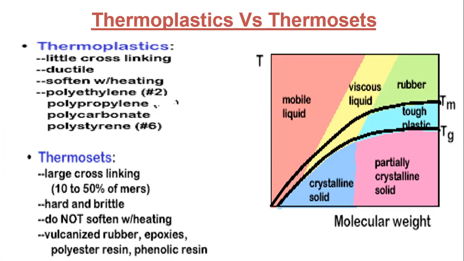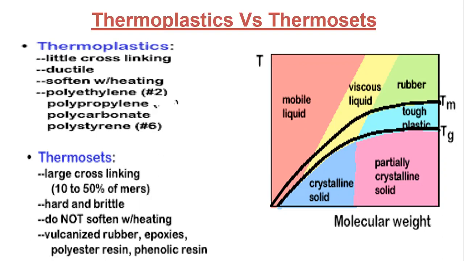First of all, what are thermoplastics? It has a little cross-linking structure. The property is ductile in nature and it is softened on heating. So when it is heated, it softens. The examples are polyethylene, polypropylene, polycarbonate and polystyrene. So these are the different examples for the thermoplastics. It has a little cross-linking structure, but not heavily. It is very little, but it has ductile property.